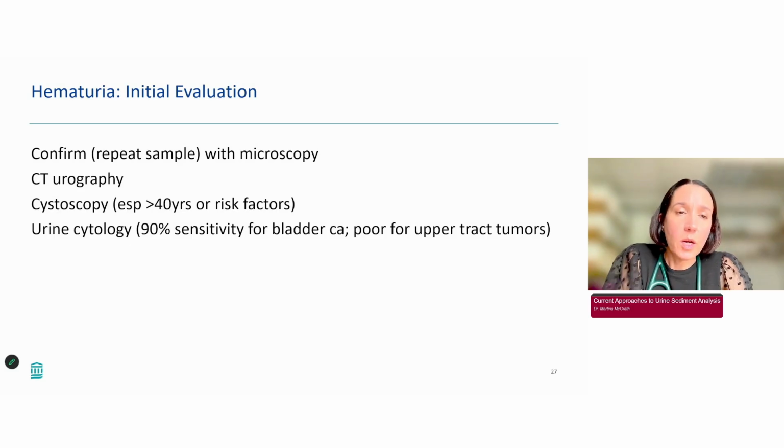How does one work up hematuria? The recommendations are, first of all, to confirm with a repeat sample with microscopy. If consistently present, patients should undergo CT urography. Cystoscopy is recommended, particularly for those who are over the age of 40 or have risk factors. Urine cytology should be checked, and this has a 90% sensitivity for bladder cancer, but is poorer for upper tract tumors.